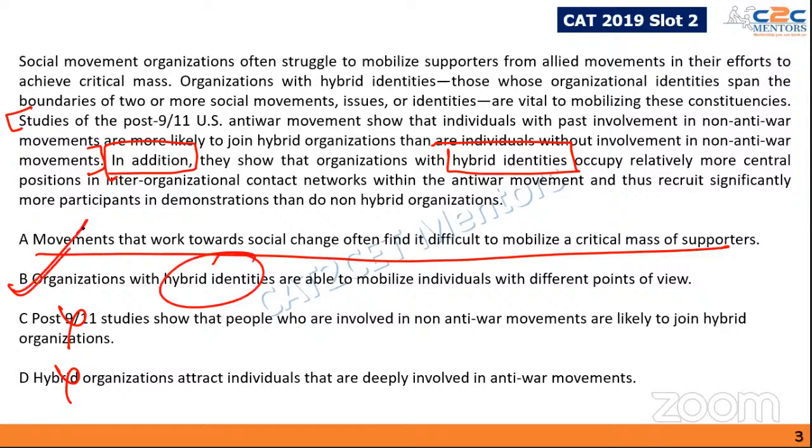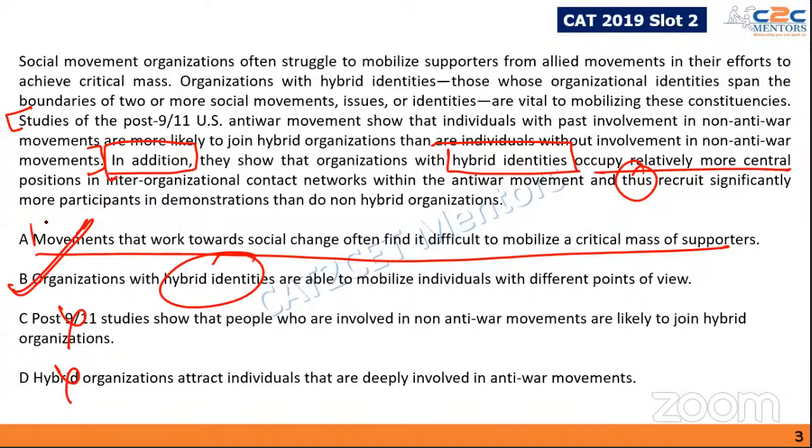Here, answer has to be B for Bombay. Check out your key. It should be B for Bombay. Without reading a lot, it should be B for Bombay. I'm going to freeze this up. Now let's move ahead. Hybrid identities occupy relatively more central positions in inter-organizational contact networks within the anti-war movement, and thus recruit significantly more participants in demonstrations than do non-hybrid organizations. As simple as that. Fair enough.